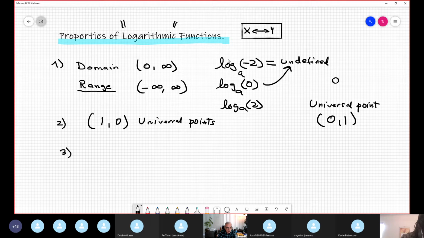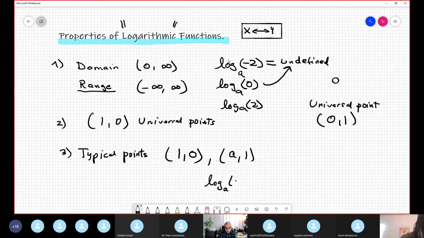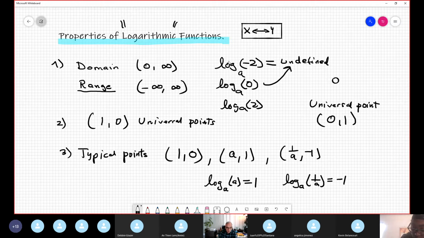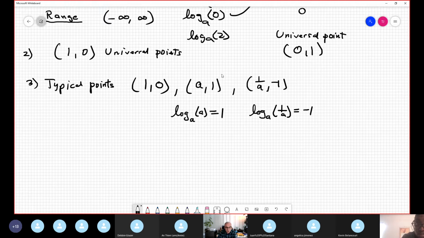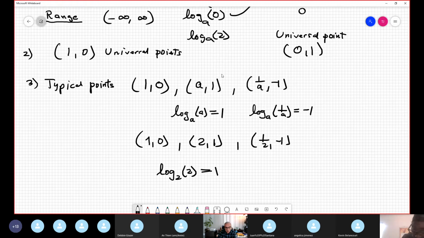And the typical points: the first typical point is the universal one. It's obvious. It's the first point that you plot in the graph. And the base A, comma 1, because log base A of A is 1. You know this fact. And the reciprocal of the base is 1 over A. The answer is negative 1, so log base A of 1 over A is negative 1. Now, one typical example to understand. Suppose that the base is 2, because it's easy, in my opinion. (1,0), okay, (2,1), and (1/2, negative 1), because log base 2 of 2 is 1, and log base 2 of 1/2 is negative 1.